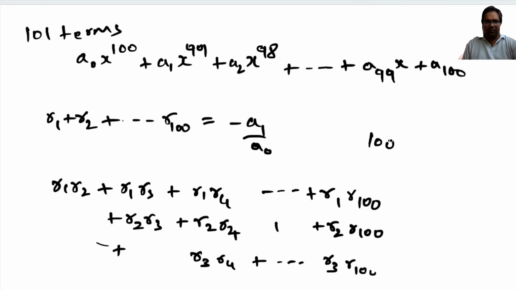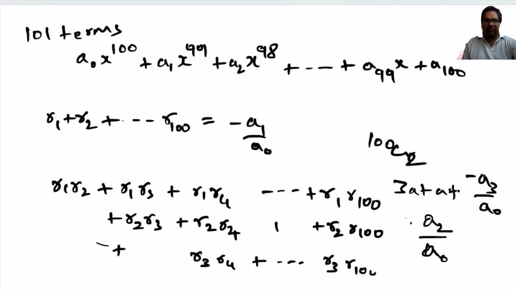Basically, we are taking the combination of all roots two at a time. That is 100 C2 combinations. We have R1 to R100 and we take two at a time. The sum of all such combinations would be a2 by a0. Since this is taken 2 at a time, it is plus. When you take 3 at a time, it will be minus a3 by a0. Then 4 at a time, a4 by a0. 5 at a time, minus a5 by a0. Likewise, we can define this for any polynomial.